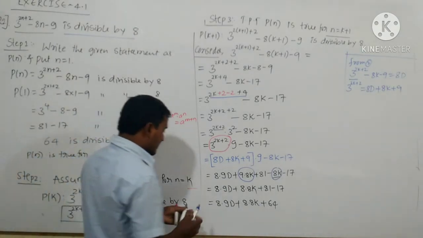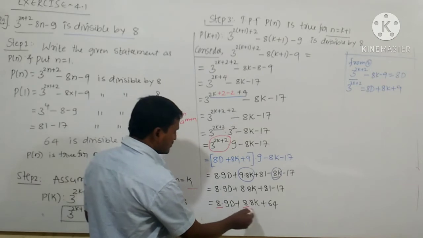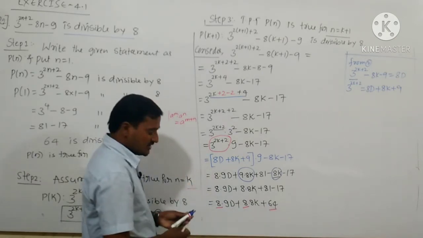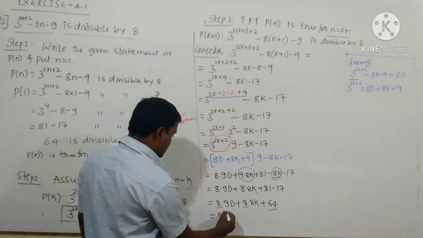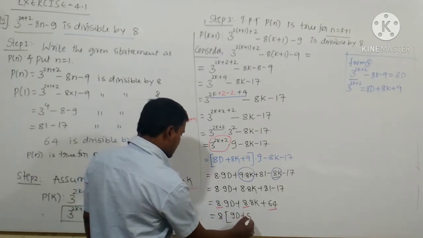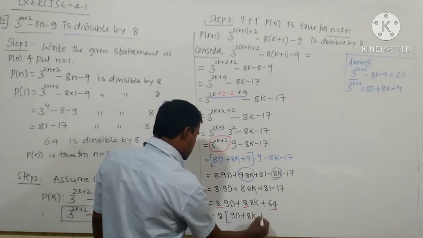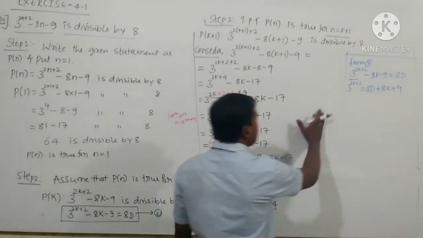So in these three terms, here 8 is there, here also 8. So take 8 outside. So here what you are getting, 8. If you take 8 outside, what is the remaining? 9d plus 8k plus 8. Okay, so therefore remaining here I will write.